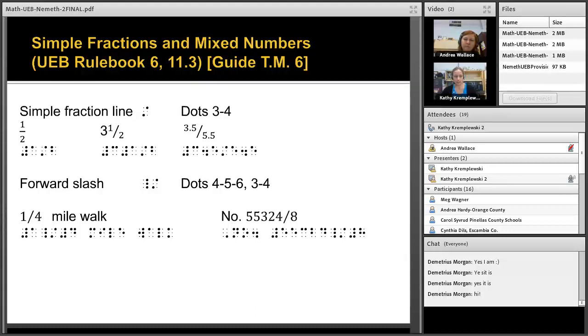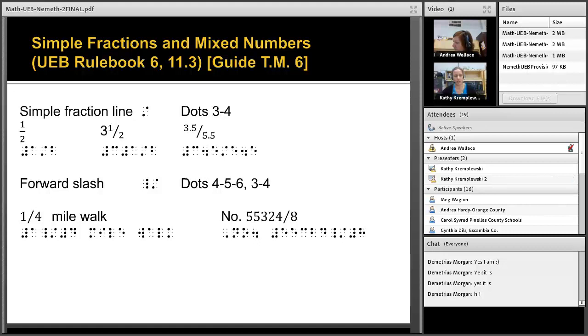And then we've got an example of the 3.5 over 5.5. Again, the simple fraction line doesn't cancel numeric mode, neither does the decimal point, so you don't need to put another numeric indicator. Now, forward slash you're going to use whenever you have two numbers side by side written on the same line horizontally.